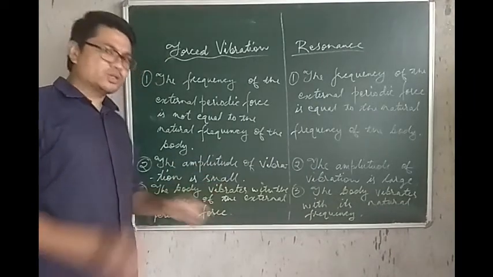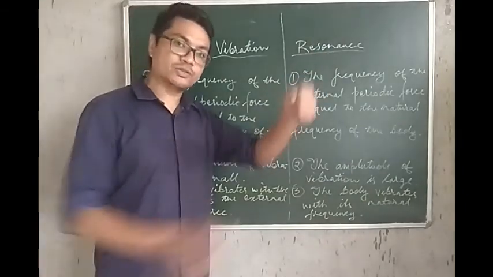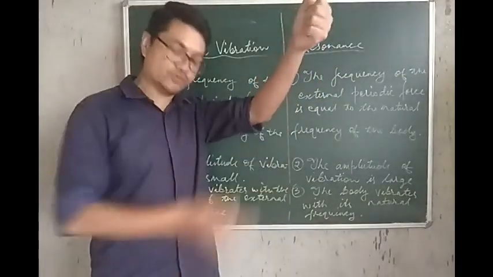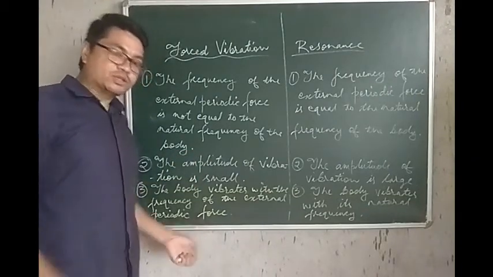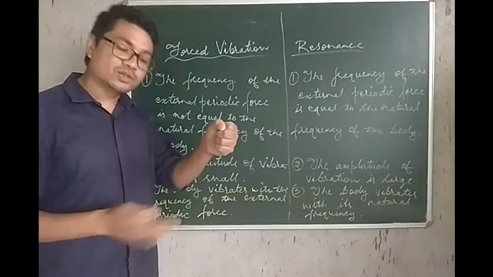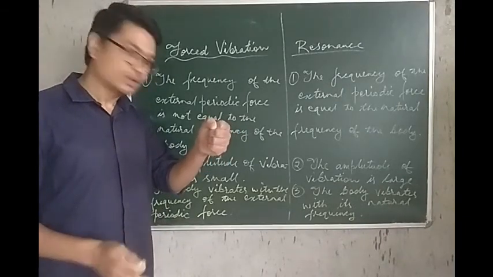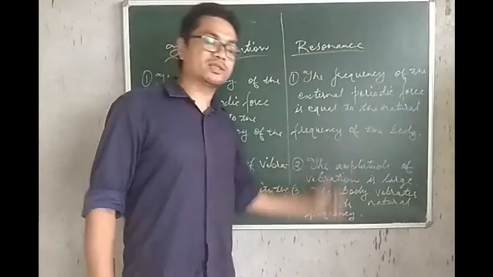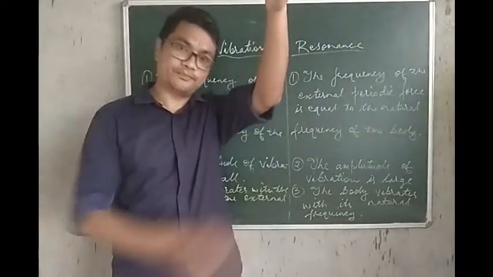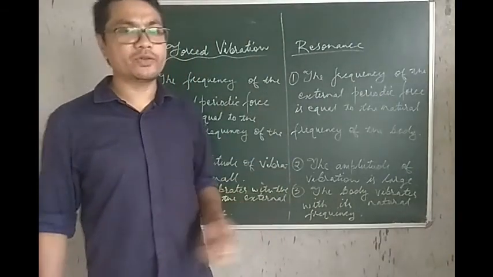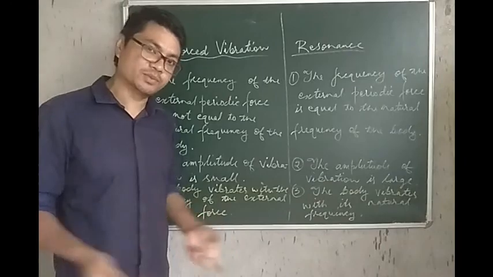The amplitude of vibration is very small in case of forced vibration, whereas in case of resonance the amplitude of vibration is large, nice full flow. In case of forced vibration, the body starts vibrating with the frequency of the external periodic force, mind you. Whereas in case of resonance, the body vibrates with its own natural frequency. So you can give any of these differences. You can also refer to the book. There are some other differences given in the book. You can write that too.